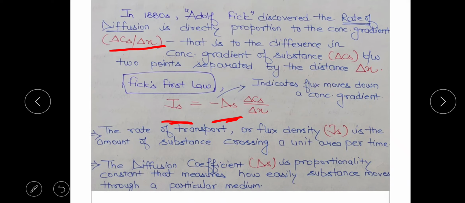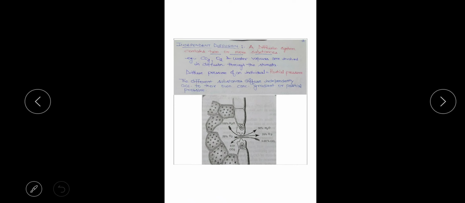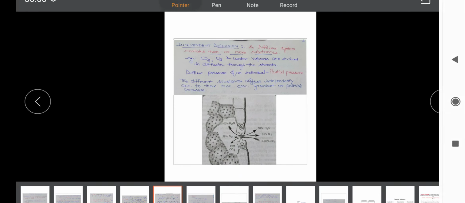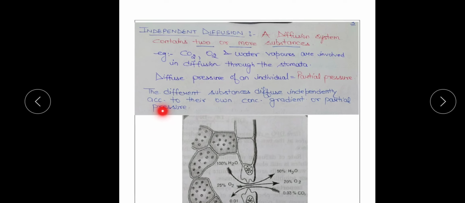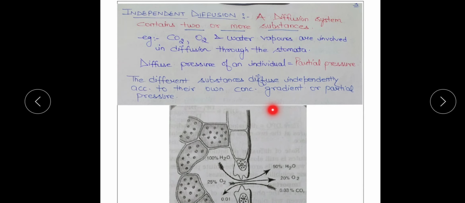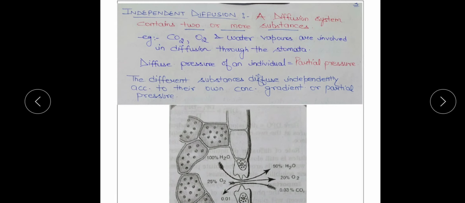So we can calculate the flux density or the rate of diffusion, which is equal to minus Ds, that is the diffusion coefficient, delta Cs upon delta X. So this is the particular equation from where we can calculate the rate of diffusion. So next is the independent diffusion. First we talked about simple diffusion process, so next is the independent diffusion.